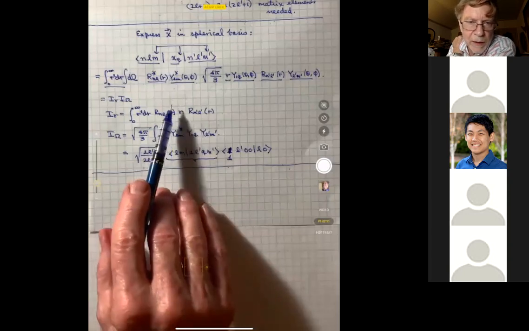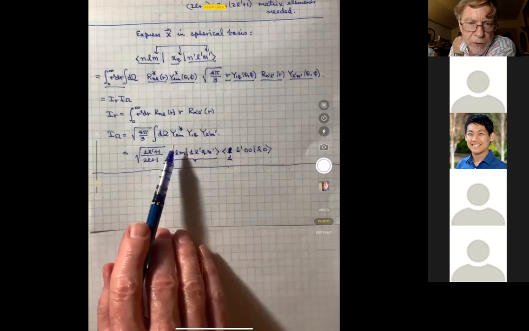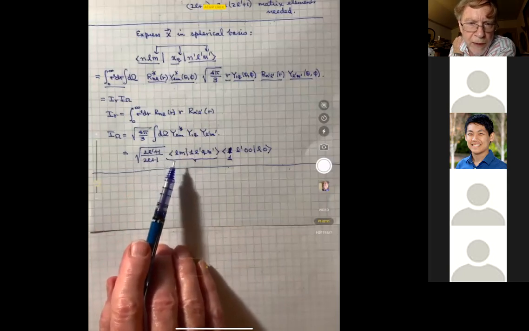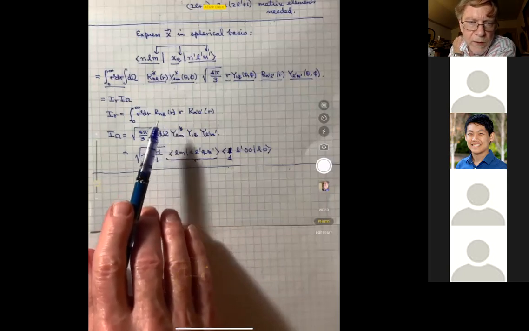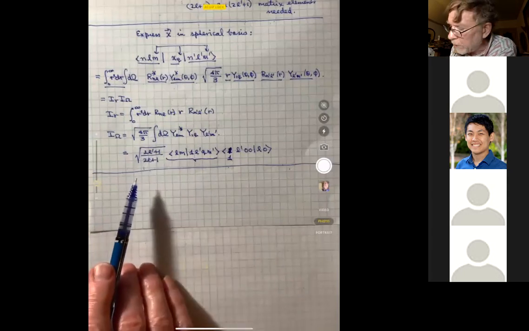There is, of course, the radial integral that has to be done, and this trick that I've just outlined for you here doesn't help you do that. But you do the radial integral once, and then all the rest of the integrals are taken care of for you.